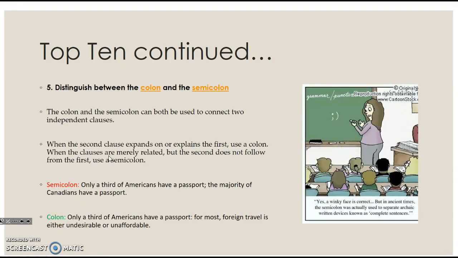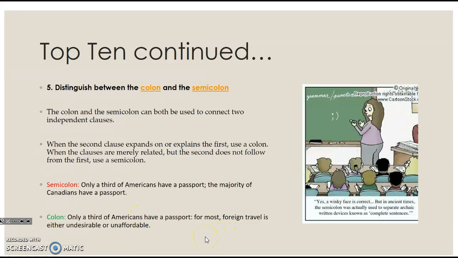Okay, so the Canadians and the Americans, the fact that they have passports does not really relate to each other. They're related, but they're not contingent upon each other. But the second example, only 1/3 of Americans have a passport, colon. For most, foreign travel is either undesirable or unaffordable. This second portion depends on the first portion. Okay, so know when to use the colon, know when to use the semicolon.